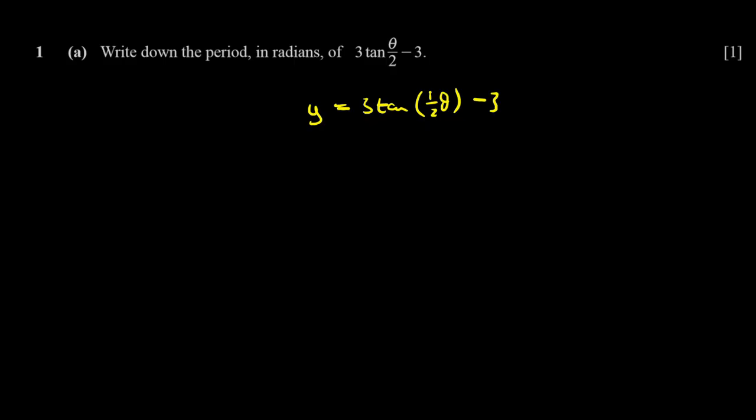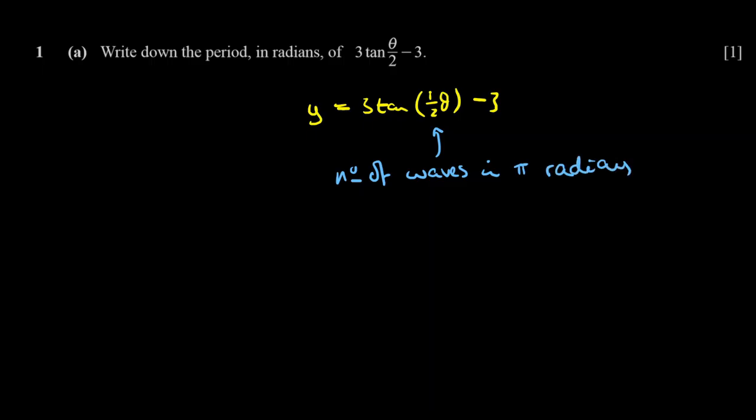radians. Now you've got to be a little bit careful here, because if we've got a sine and a cosine, then this B would be the number of waves in 360 degrees or 2 pi radians. But because we've got a tan graph, it means that this is the number of waves in pi radians, or 180 degrees.